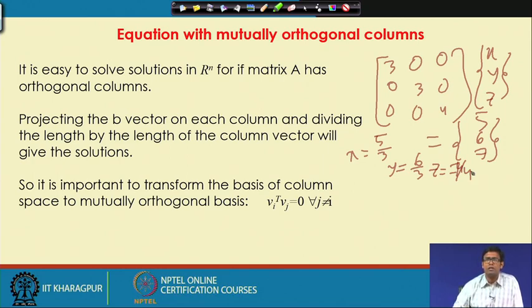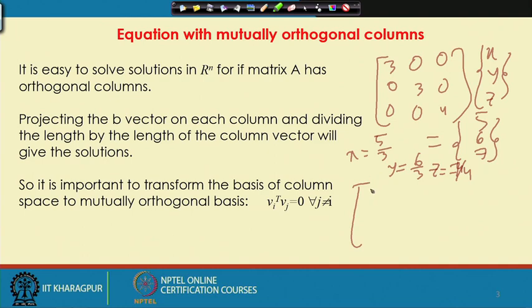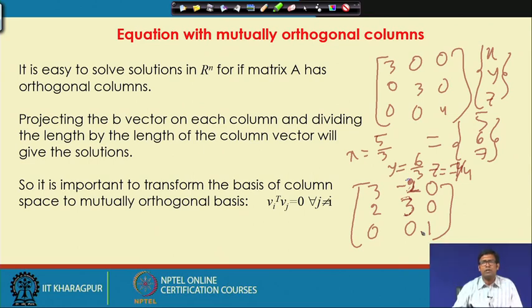Instead, if we have columns in a rotated form, so these are not 3 0 0, but for example columns like 3 2 0, then minus 2 3 0, and 0 0 1. These are not in diagonal form, but here also the solution can be very well found in that way. You just project the b vector onto each of the columns, find the length, and divide by it.